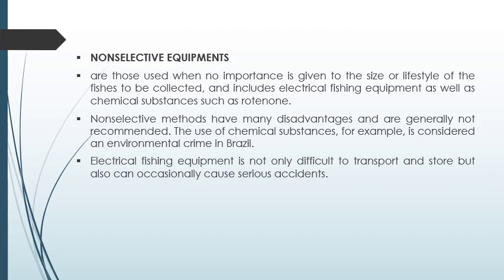Non-selective equipment is used when no importance is given to the size or lifestyle of the fishes to be collected, and includes electrical fishing equipment as well as chemical substances such as rotenone. Non-selective methods have many disadvantages and are generally not recommended. The use of chemical substances, for example, is considered an environmental crime in Brazil. Electrical fishing equipment is not only difficult to transport and store, but can also occasionally cause serious accidents.